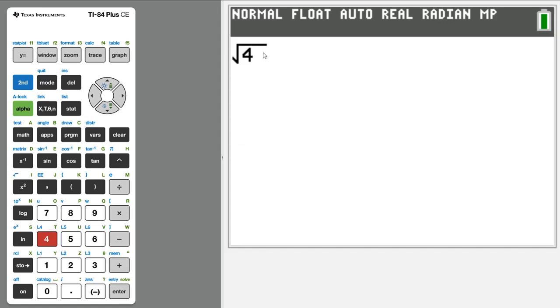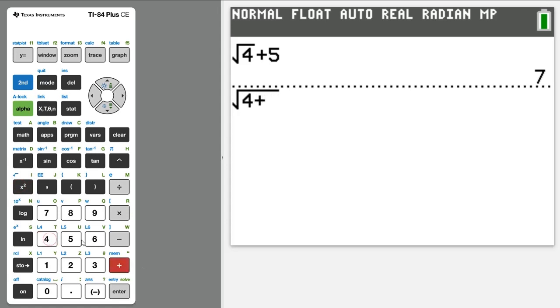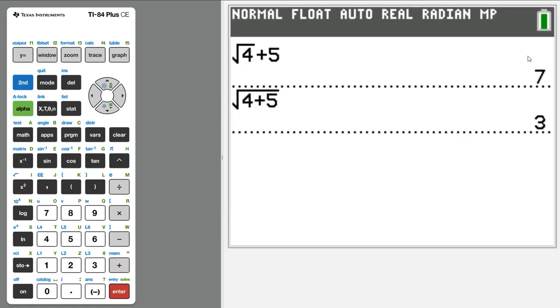Notice the arrow. If I keep typing, like I want to do plus 5, notice that's underneath the radical. So be careful, I may or may not want that. I may want to just have the square root of 4 and then arrow out and then add 5 to it. So be really careful because that and this are two very, very different answers. So notice, you might want something other than a square root.